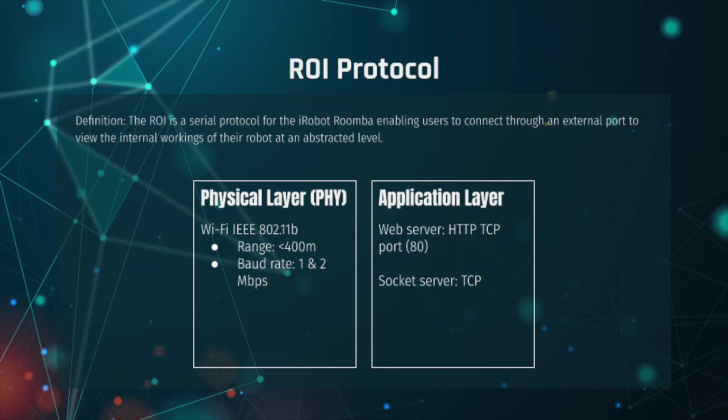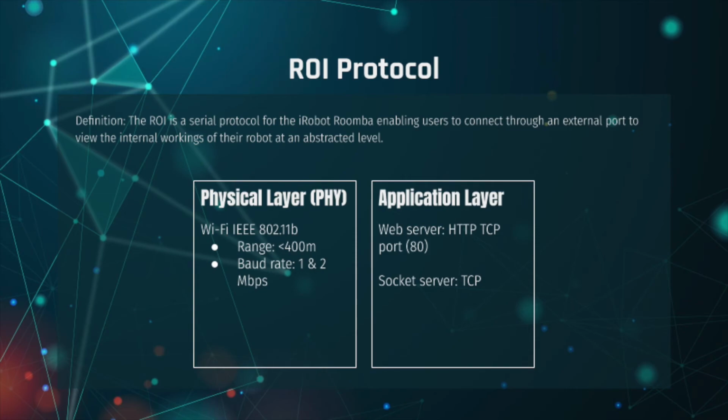The iRobot Roomba uses a specialized serial protocol called the ROI, which stands for Roomba Open Interface. This enables users to connect with the Roomba through an external port to view the internal workings at an abstracted level. From the user interface interactions, it has a physical layer that uses Wi-Fi certified IEEE 802.11b. IEEE stands for the Institute of Electrical and Electronics Engineers, and this has LAN standards. These protocols are designed to work well with Ethernet and typically carry IP traffic.